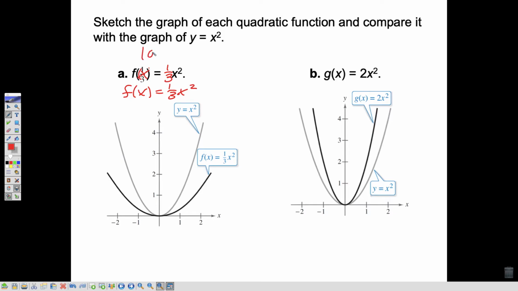So this, remember our rule. If the absolute value of a was greater than 0 but less than 1, what does the graph do? It's wider. Here's x squared. Here's 1/3 x squared. So we're just using the things we've already learned in greater detail. Now I have g of x equals 2x squared. The absolute value of a is greater than 1. What did the graph do? Narrower. So it gets wider here, and wider than what? The parent function.